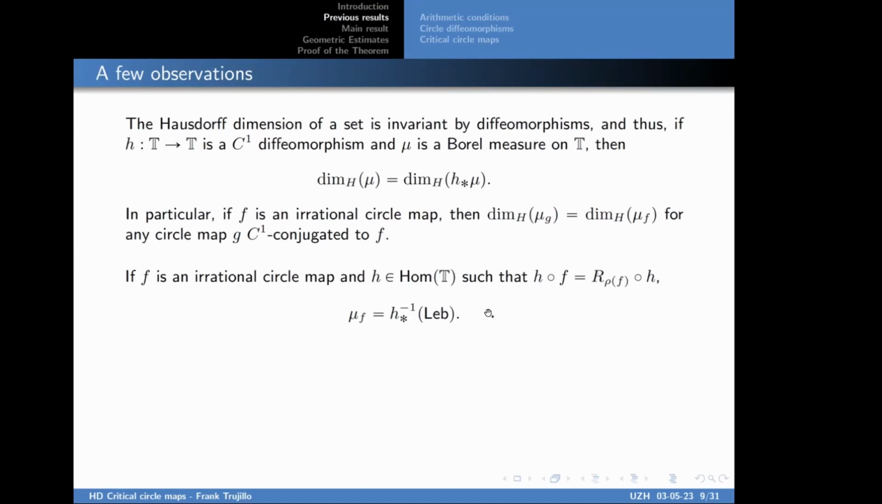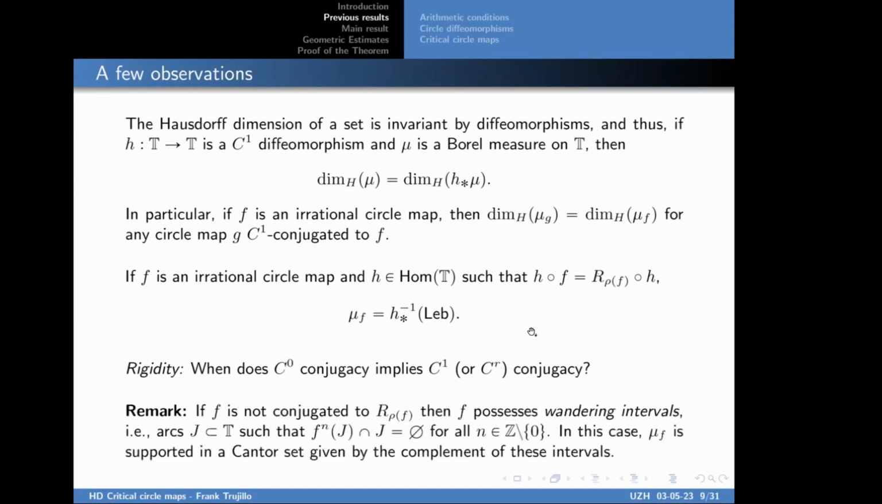And this somehow takes you naturally to consider the following question. When does a topological conjugacy imply a regular one, which is called rigidity? This is actually a very, very well studied thing, at least for circle diffeomorphisms. I will go through the main results in a second, but first, just a remark.